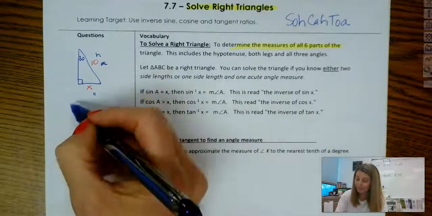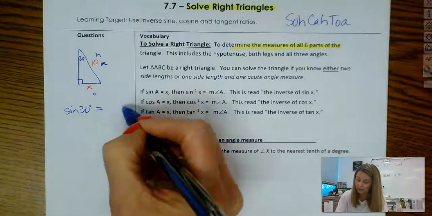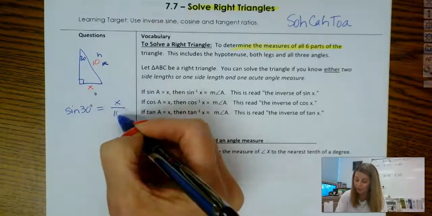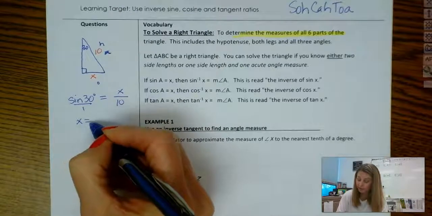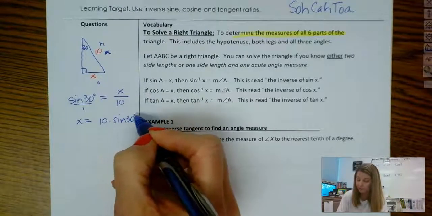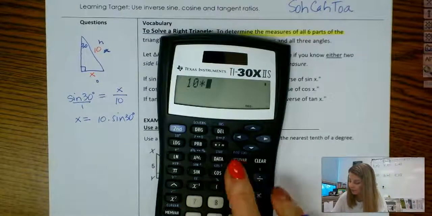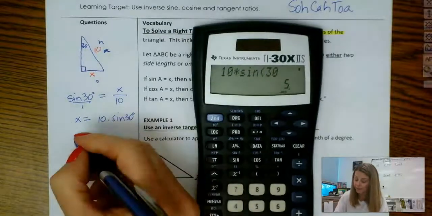So if I were to solve this out, I could say the sine of 30 degrees equals opposite x over hypotenuse 10. So then if I go ahead and cross multiply and solve, I'm doing x equals 10 times the sine of 30 degrees. 10 times the sine of 30, and I get 5.